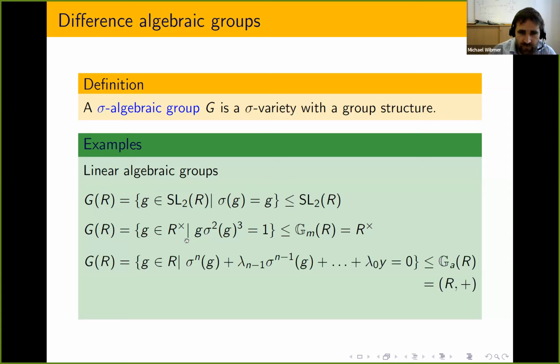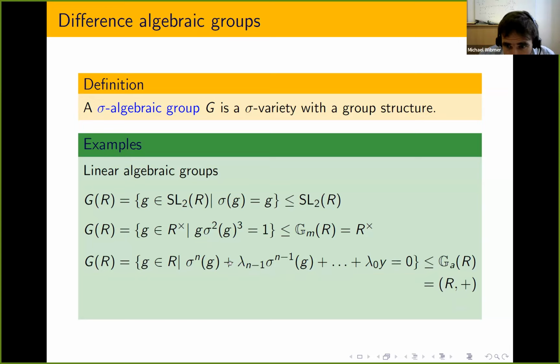Another example would be a difference algebraic subgroup of the additive group. So the additive algebraic group takes a ring and then just gives you back the underlying additive group of that ring. So here the lambdas are elements of our base difference field K. And this is a linear difference equation, a homogeneous linear difference equation.